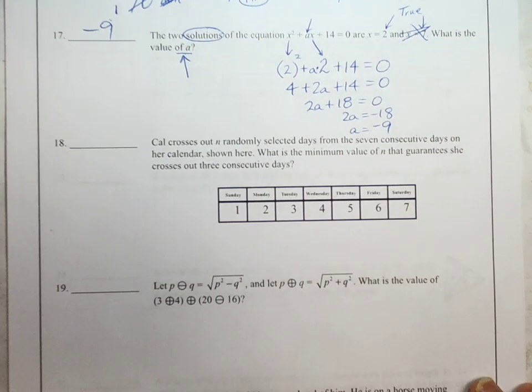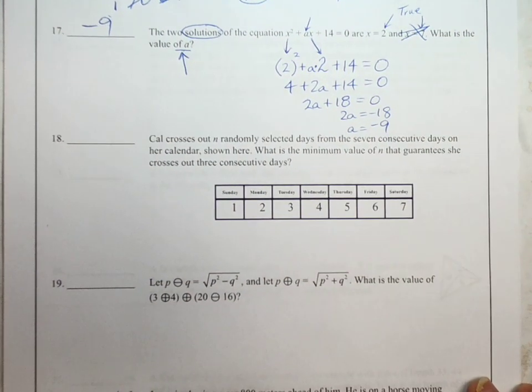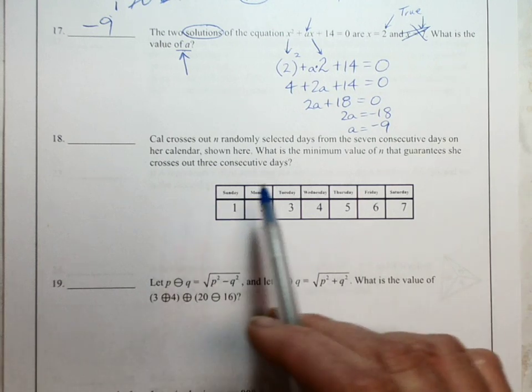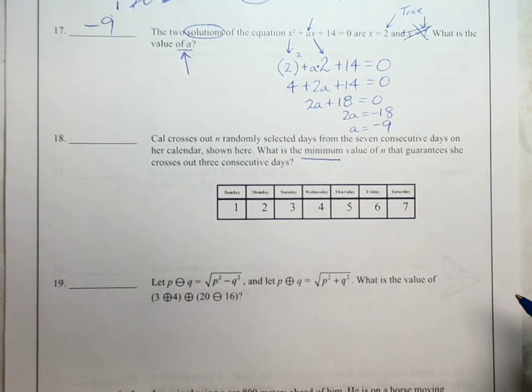Alrighty, number 18. Cal crossed out n randomly selected days from the 7 consecutive days on the calendar. What's the minimum value of n that guarantees she crosses out 3 consecutive days?